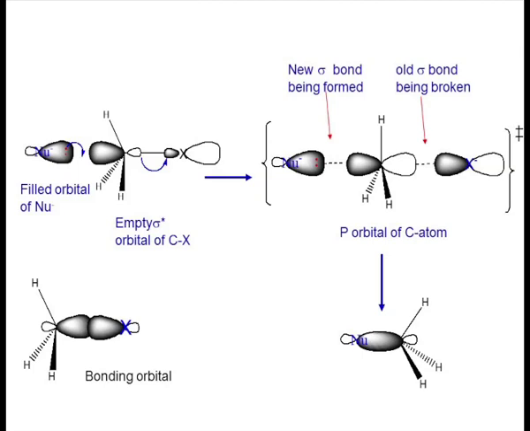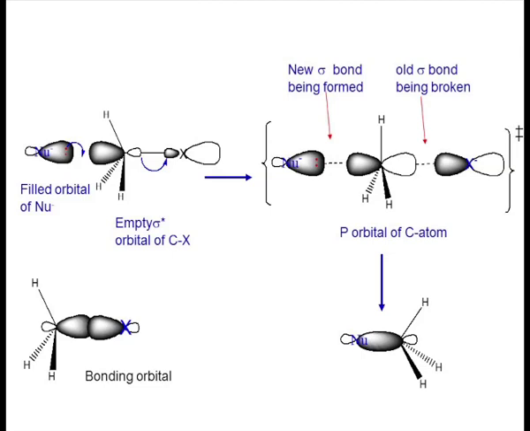Then what happens is the filled orbital of the nucleophile and the empty orbital of the carbon halogen bond, that is the sigma star orbital. There are two orbitals, one is sigma and another is sigma star, and then it produces a transition state like this, where the nucleophile is going and the leaving group is still attached. You get an apparently pentavalent type of transition state.